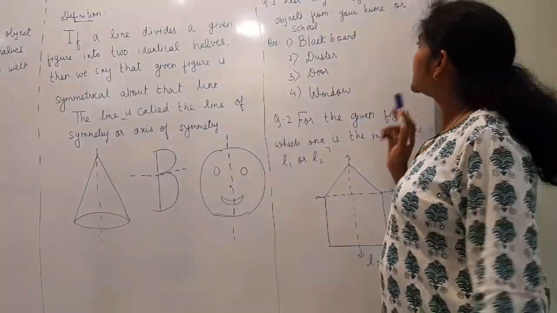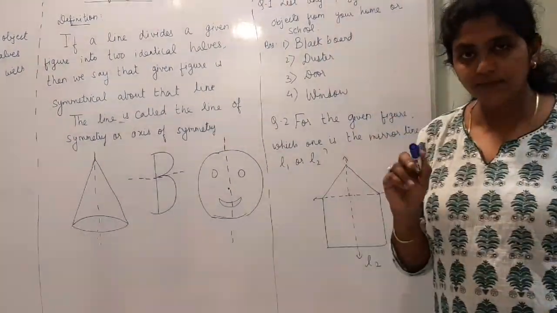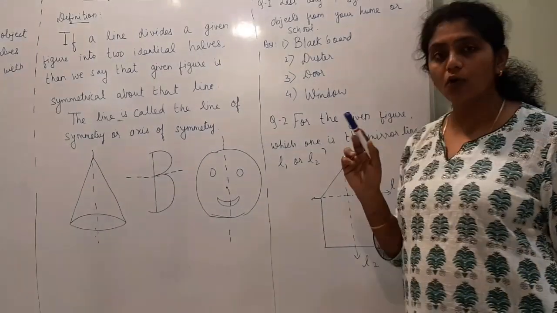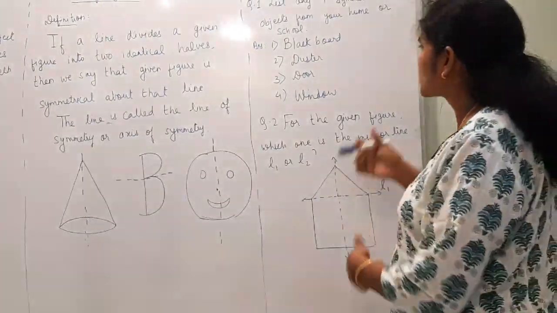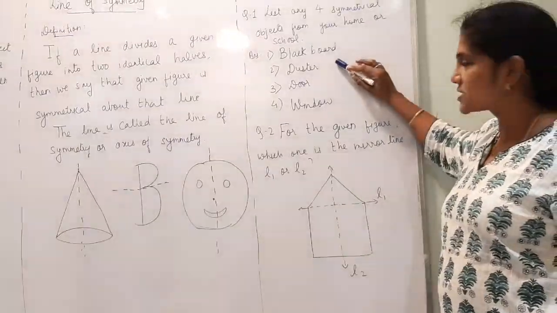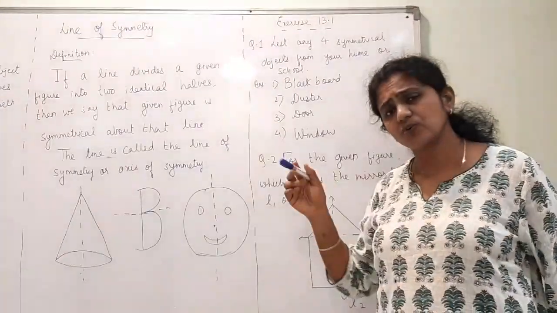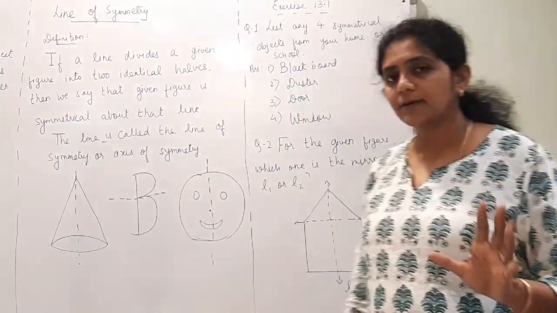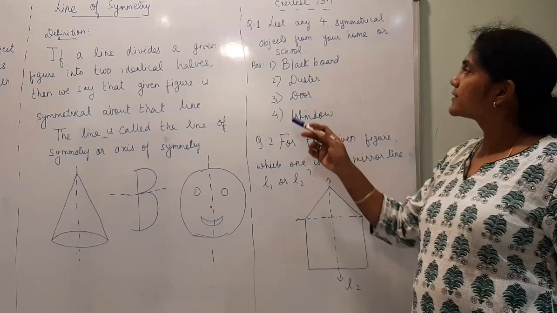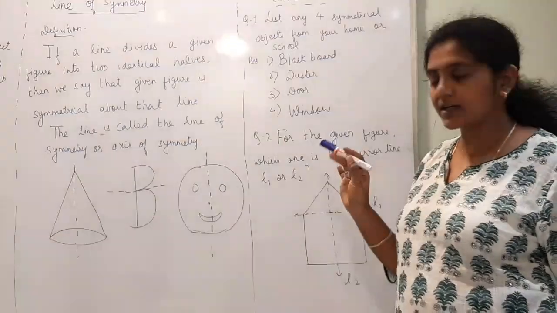List any 4 symmetrical objects from your home or school. Symmetrical object means they should coincide with each other. So I have taken blackboard, duster, door, window. You can take many things. You can take your pencil box. Yes. Now these are the 4 examples I have written.